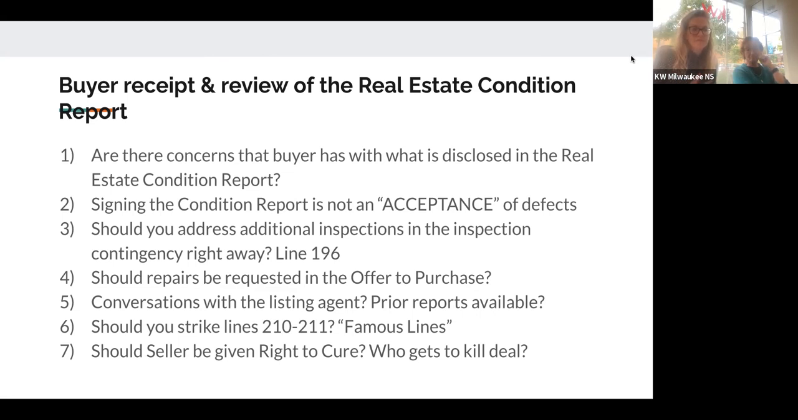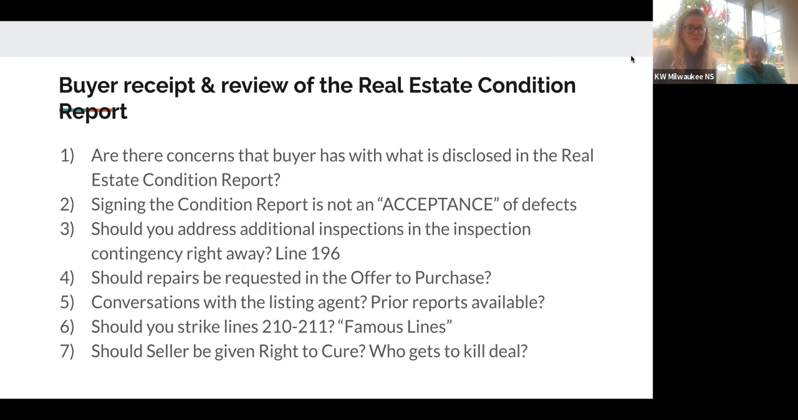Again, back to point 5, conversations with the listing agent. Are there prior reports available? Again, this is all just discussion with the buyer on what they might have concerns with based off of what has been disclosed on that real estate condition report. I won't say 9 times out of 10, maybe 6 times out of 10, you're not going to do anything with it. But just know that you have an opportunity to address these types of things in the offer straight away.